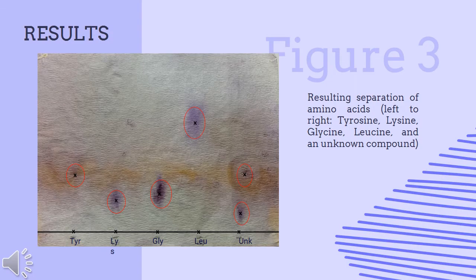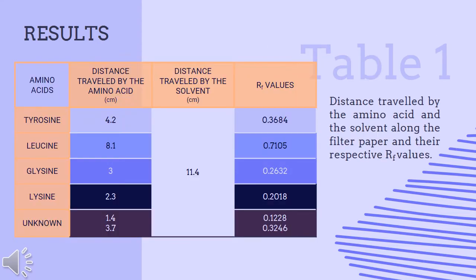So here's the result of the separation of amino acids through paper chromatography. The violet spots indicate the positions of the amino acids. The table here shows the distance traveled by the amino acid and the solvent along the filter paper and their respective RF values. Note that the distance traveled by the solvent is the same for all compounds present.